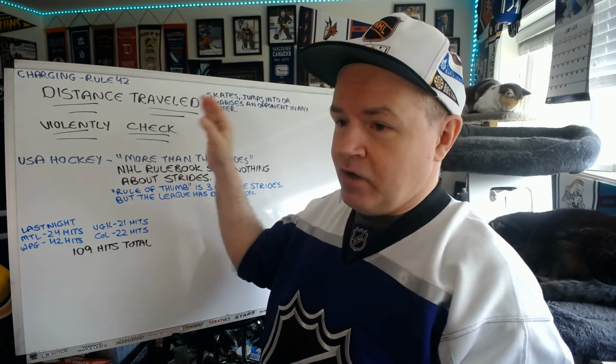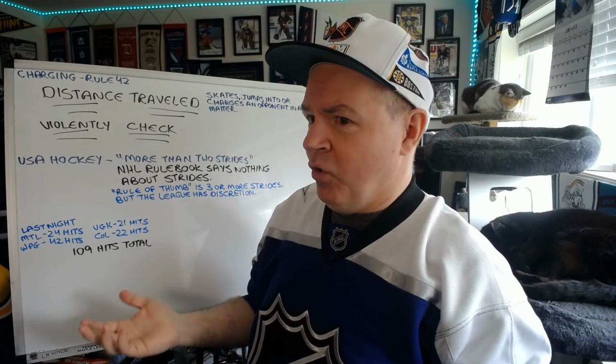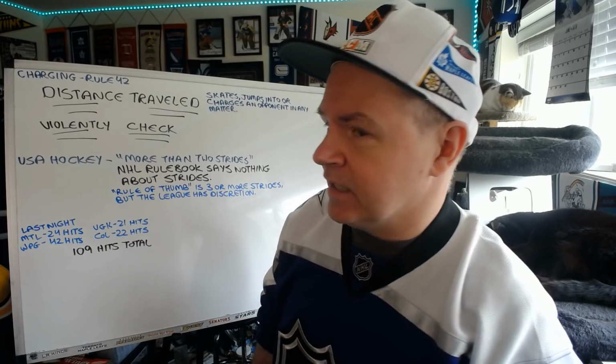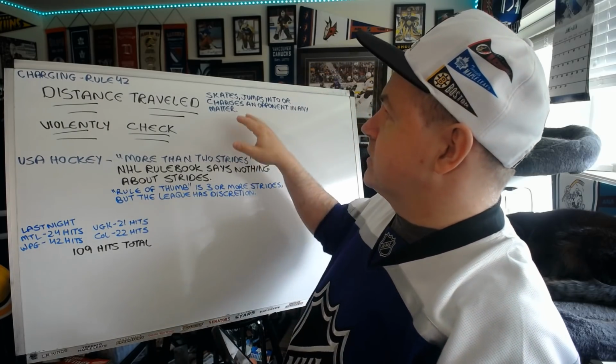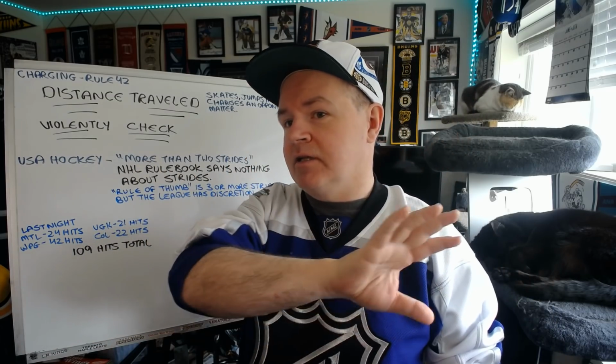So distance traveled. How far does he go? And it's not, well, he stopped skating, he stopped taking strides, so it's not a charge anymore. That's not really true. If a guy's going at full speed and then he glides the last 20 or 30 feet, he's still going really fast. It's not like you turn your skate sideways to stop before the hit either, right? So, skates, jumps into, or charges an opponent in any manner. I really think that if there was 3 strides at some point in the rule book, they took it out because there's more to it than strides.